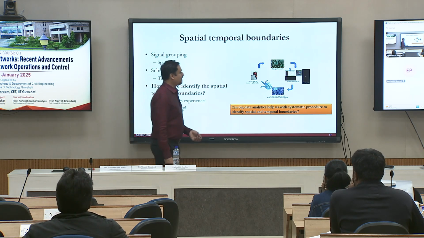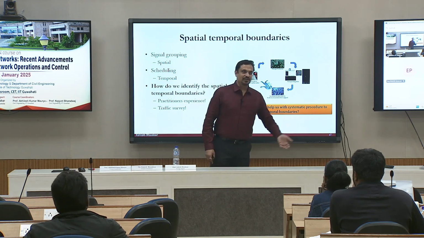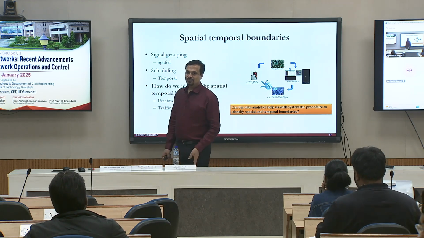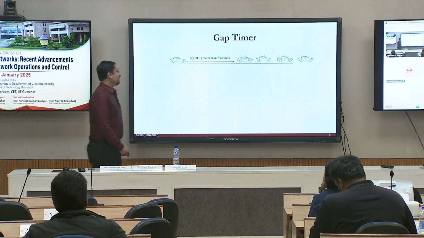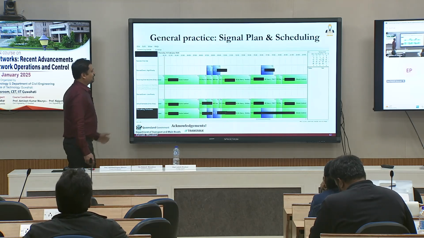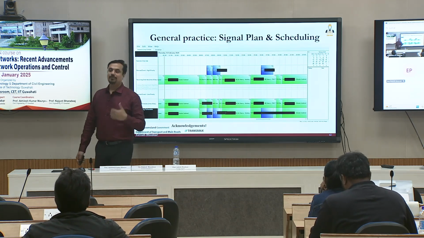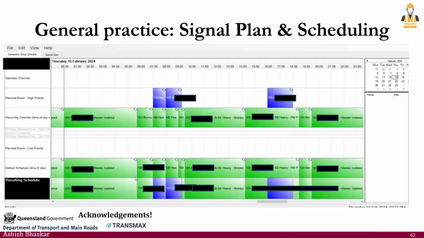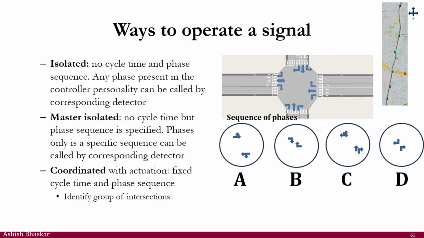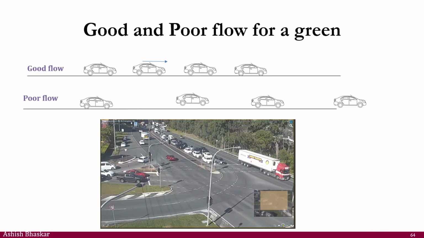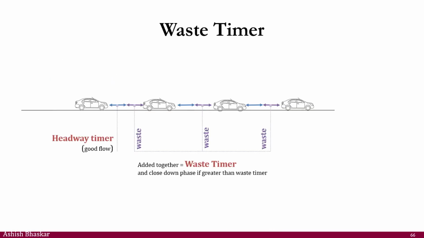We have different data sets. We have discussed Bluetooth, loops, trajectories. Can that really help us to do those boundary identification? These boundaries are about when we should identify the patterns in your network, and also which corridors to coordinate and when to coordinate, right? Please think about those things. We will discuss that.